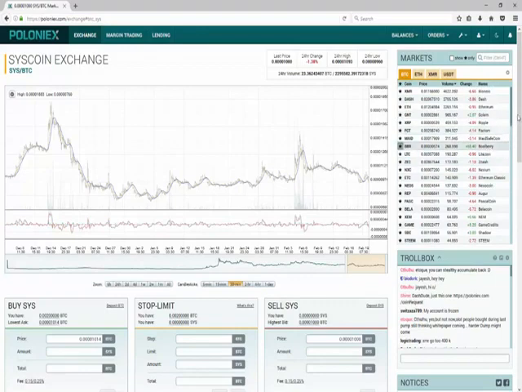So let's say I wanted to purchase a coin. Let's go with purchasing some Ethereum as an example.